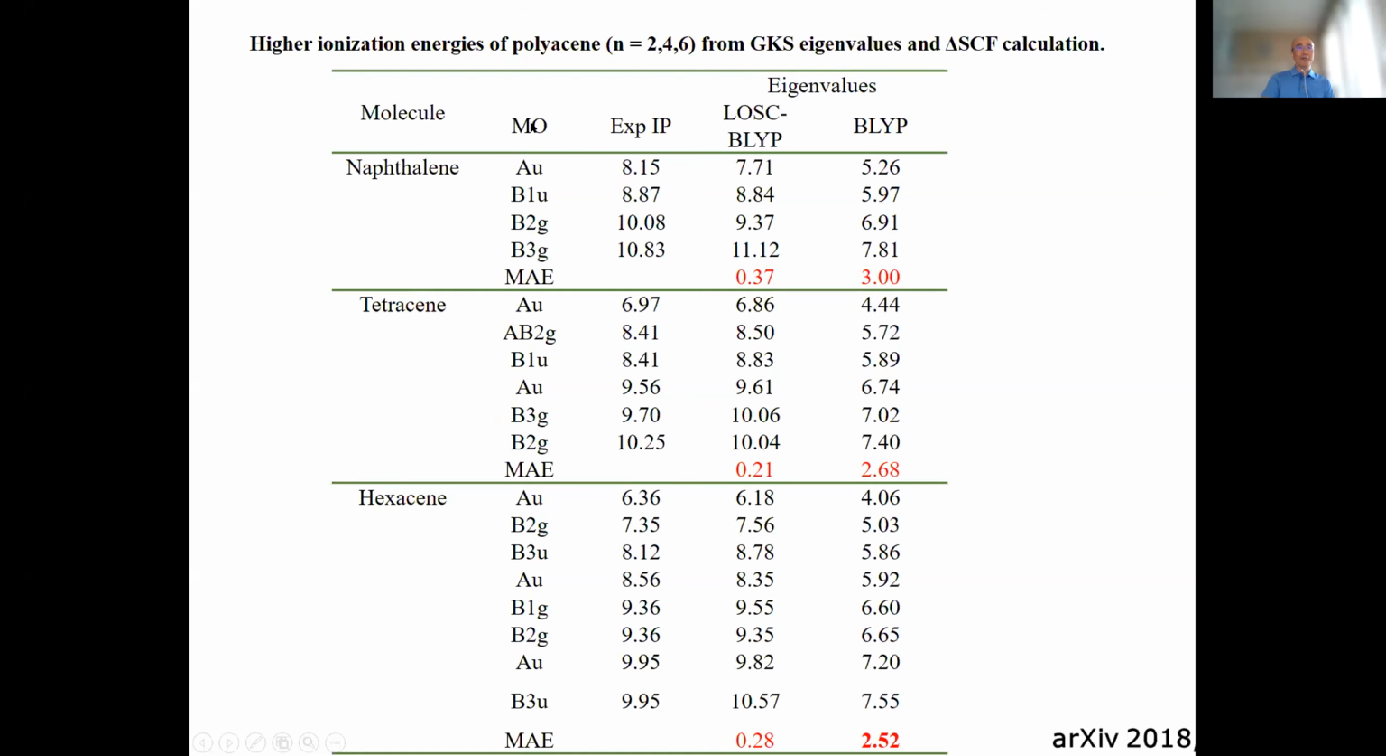If you take the ionization energy from experiment of this molecule, naphthalene, lOSC predicts the highest ionization, the lowest IP, and then the rest of the IPs just as well. The accuracy is 0.37. The original B3LYP, of course, is wrong by 3 eV. And across different molecules, we observe exactly the same thing. The approximation for HOMO and LUMO is persistent for all the other lower ionization energies. And that means that the Kohn-Sham eigenvalues really predict quasi-particle energy.